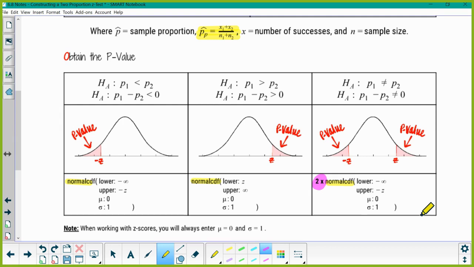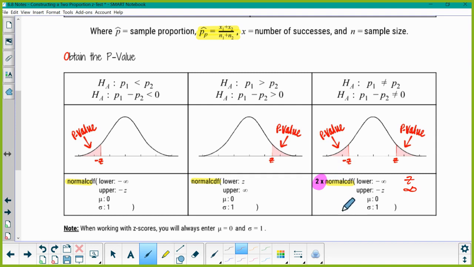Find one of them. So in this example, I found the lower half. I did negative infinity to negative z and multiplied it by 2. You could also go in and do a lower of z and an upper of positive infinity. It's going to give you the same exact value, but these two areas are equivalent. So find one, multiply it by 2. And this is only if you do it by hand.